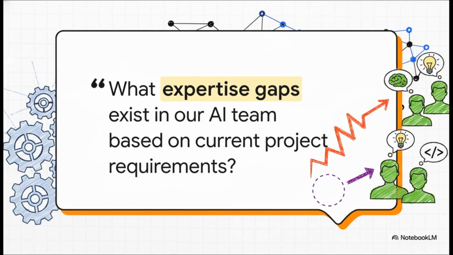Here's another incredibly powerful example. This question demands a comparison between two different sets of relationships, the skills that projects require and the skills that team members actually have. A standard RAG just can't do that. But a GraphRAG, it can map out both sets of connections and instantly show you where the gaps are.